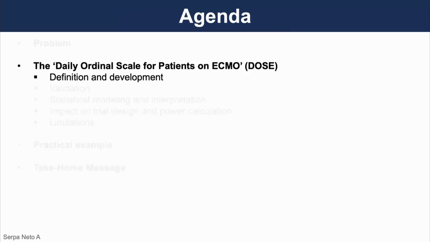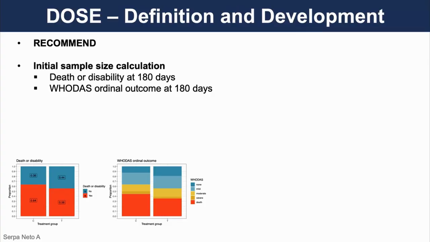What's the daily ordinal scale for patients on ECMO? We started developing this outcome when we were discussing the best outcome for the RECOMMEND trial, the ECMO platform trial led by Carol Hodgson here in Australia. So initially, the idea was to have death or disability at 6 months as the primary outcome.